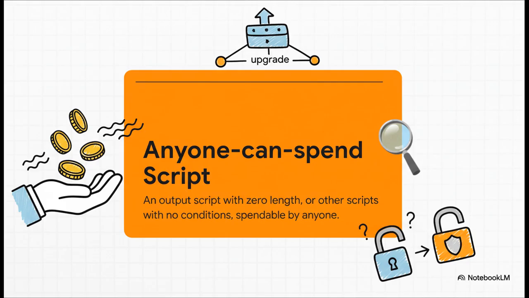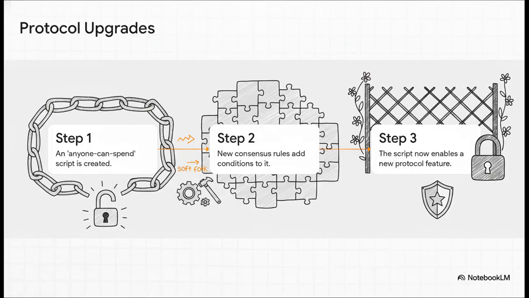Now, obviously, you would never ever use this for your own money. But it serves a really clever purpose when it comes to upgrading the Bitcoin protocol. And here's how that clever trick works. Developers can take one of these old, seemingly useless, unsecured script types, and then, using something called a soft fork, which is just a fancy term for an upgrade that doesn't break older versions of the software, they add new rules to it. And just like that, what was a featureless script suddenly becomes a brand new, totally secure feature. It's a genius way to let the network evolve without causing a massive breakdown.